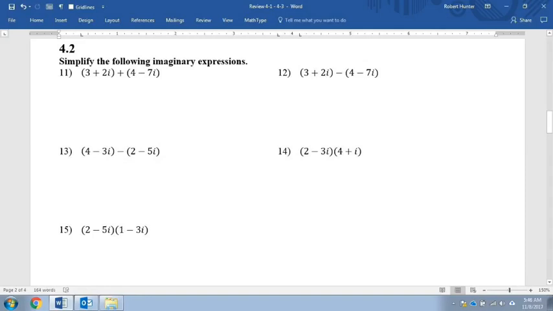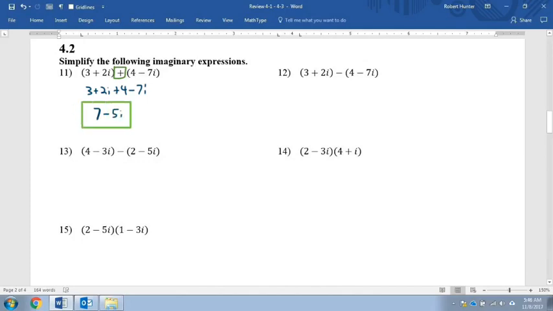So we'll start off by just combining terms and whatnot. So if I have a positive in the middle, there is nothing to distribute. So this is simply 3 plus 2i plus 4 minus 7i. And I can combine my terms. 3 and 4 make 7. And 2 minus 7 equals negative 5.